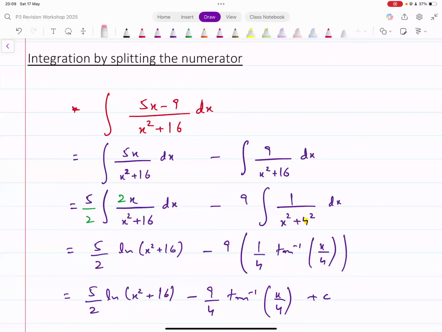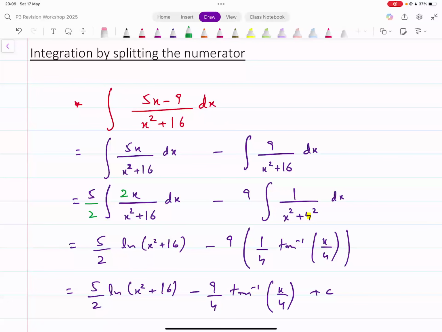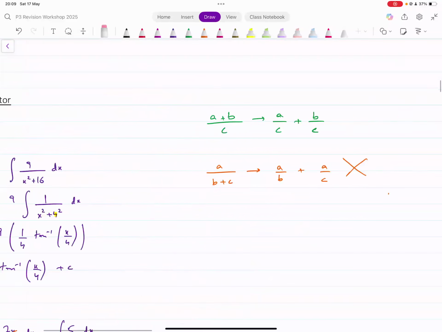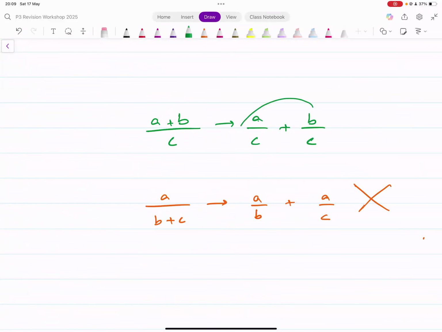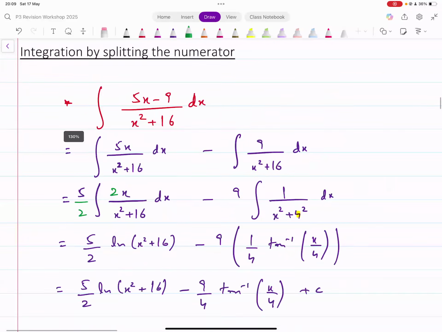So what we do in some cases like this is that we split the numerator. We write this fraction as 5x over x squared plus 16 separately, and minus 9 over x squared plus 16 separately. We break it into two fractions because a plus b over c can be written as a over c plus b over c. They are equivalent to each other. That's not the same as splitting the denominators. That's not possible. That would be incorrect. You can't split the denominator like that, but the numerators can be split like that.